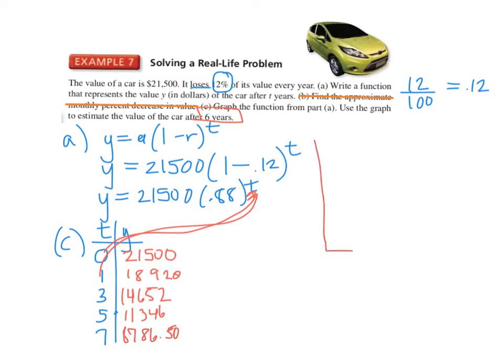So I'm going to go ahead and make this over here. T is years, so I'm going to have years. I'm going to start at 0, 1, 2, 3, 4, 5, 6, 7. And then I need to go up to 21,500. There's more than one way to scale the value in dollars right here. I'm going to go by 5,000s, I guess. 5,000, 10,000, 15,000, 20,000, 25,000.